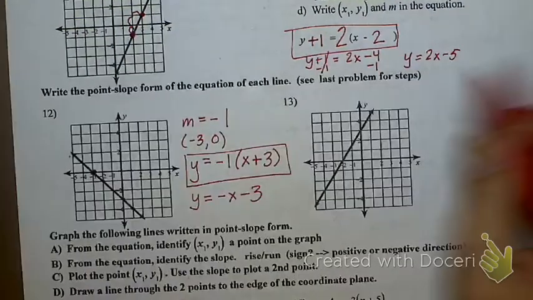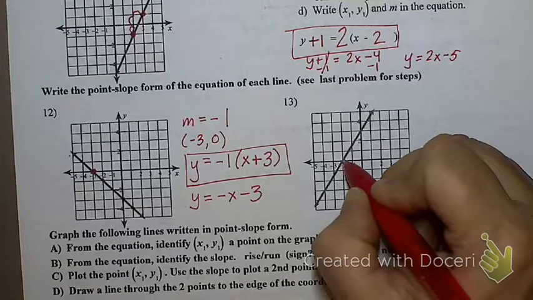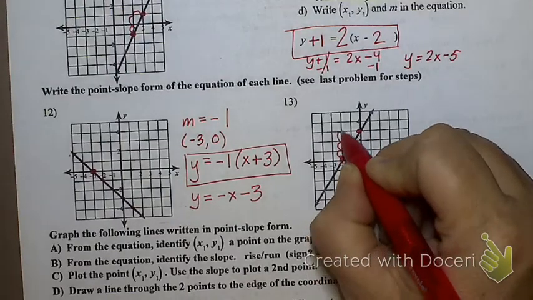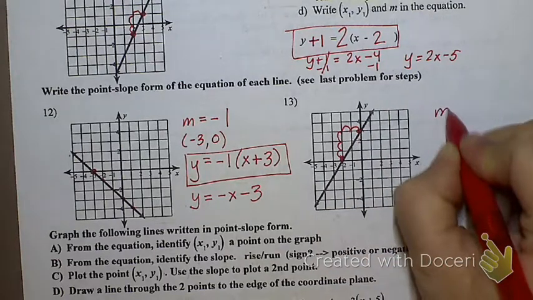Okay? All right, what's my slope here? If I pick 2 points. Rise 3, run 2. So what's my slope?